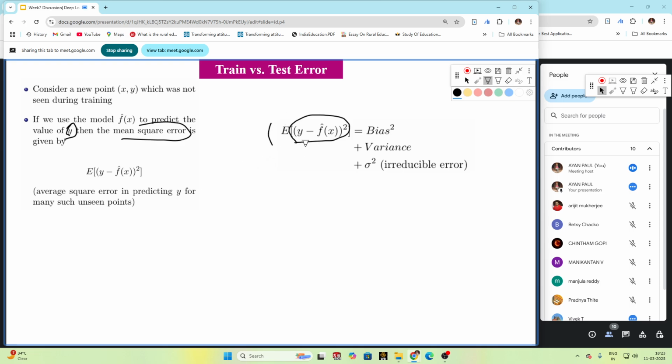The proof is not shown here; you can see the proof in your lecture notes, because I don't have the time to show it.